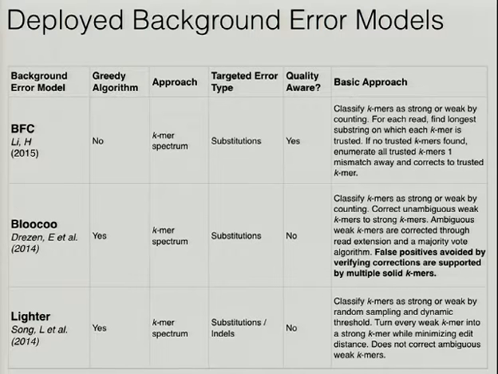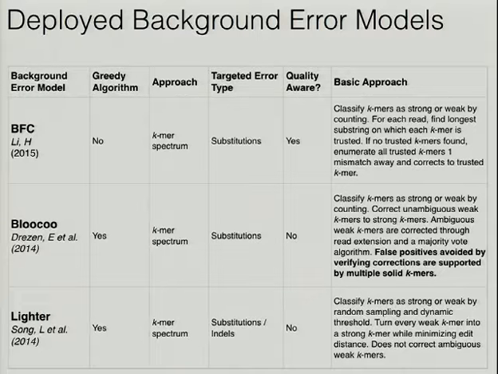So BFC works by first classifying the k-mers as strong or weak by counting, and then for each read, it finds the longest substring of which the k-mer is trusted. If no trusted k-mers are found, it then finds the ones that are one edit distance apart, and then looks through all of those and corrects them.